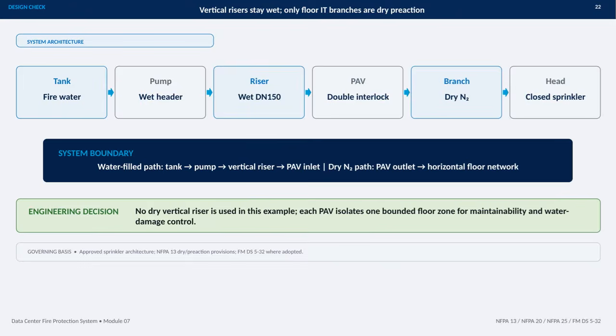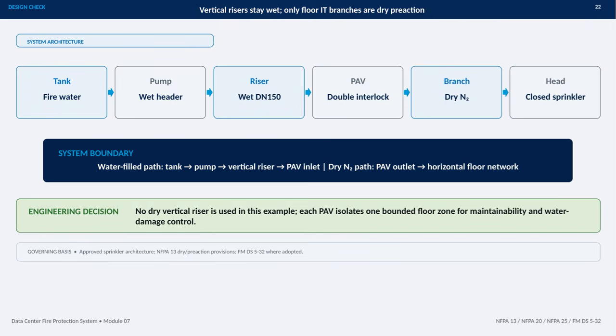This design check focuses on one important distinction in the fire protection architecture. The vertical risers remain wet, while only the horizontal floor branches use dry nitrogen pre-action. Water travels from the tank through the fire pump and wet header, up the vertical riser, and to the inlet of each PAV, or pre-action valve. Downstream of the PAV, the bounded floor network is maintained with dry nitrogen.